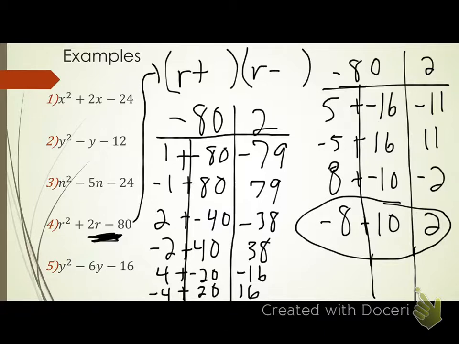So I get R plus what? R plus 10. That 10 has to go with the positive. R minus 8. Is my answer wrong if I put R plus 8, R minus 10? Yes, it is, because that would add up to give me negative 2, right? Make sure you put the correct number with the correct sign.